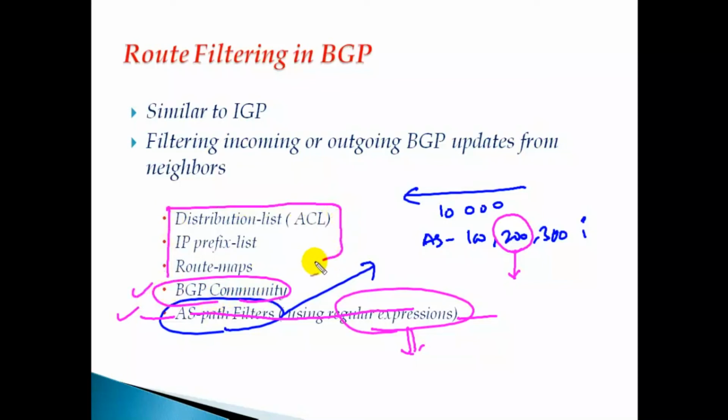Now, in our next sections and videos, we'll get into BGP route filtering methods using distribution lists, prefix lists and route map statements.